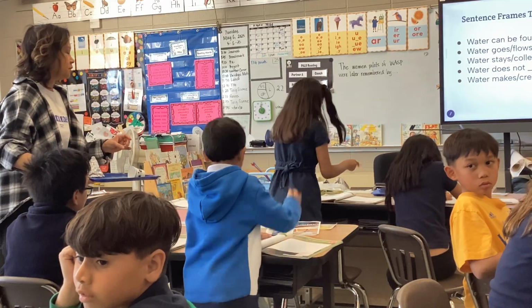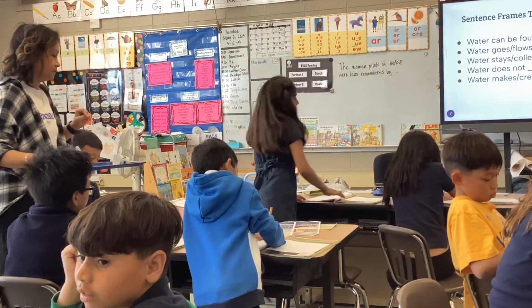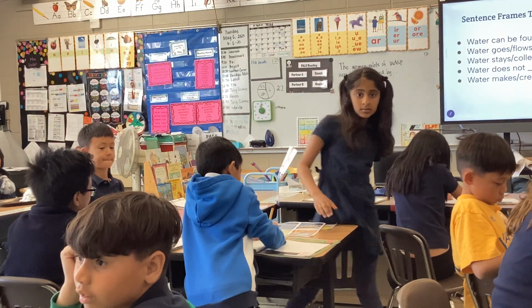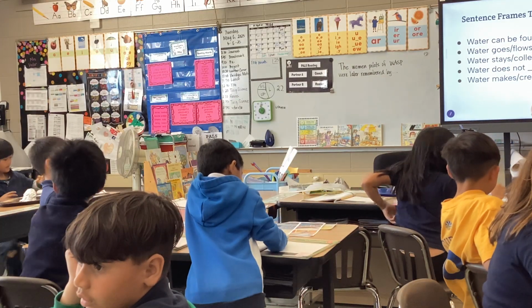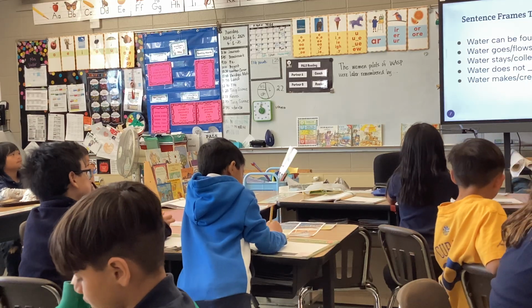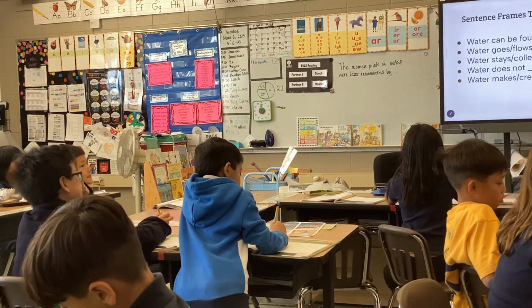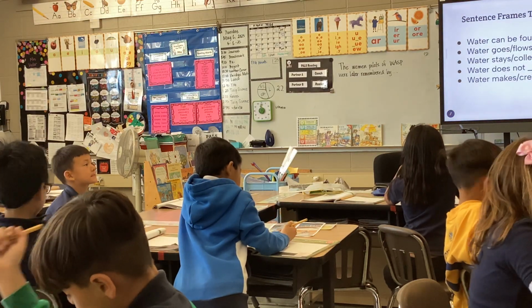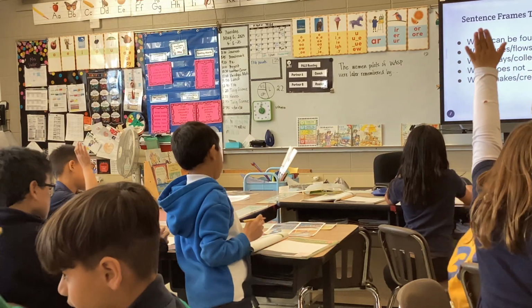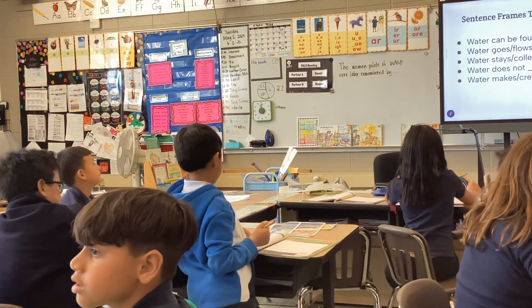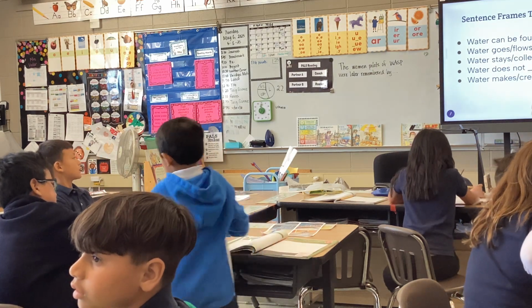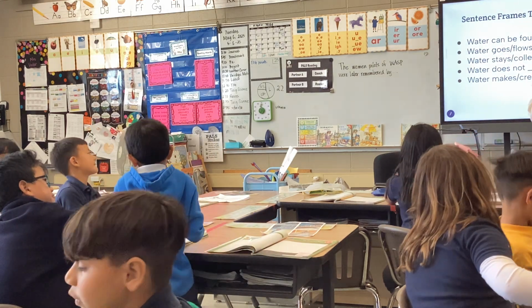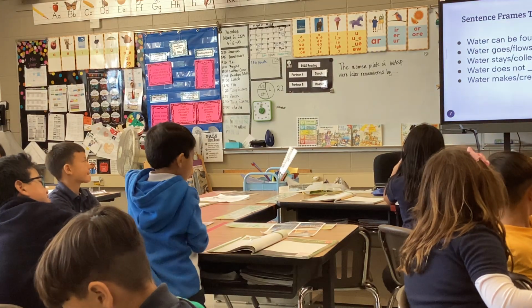Anyone else have an observation? Quincy? Yes. Water puts out fire, you're right. But that's not an observation we made about this activity. Anyone else have anything to add? Aowen? The water formed a river down Aowen's mountain.